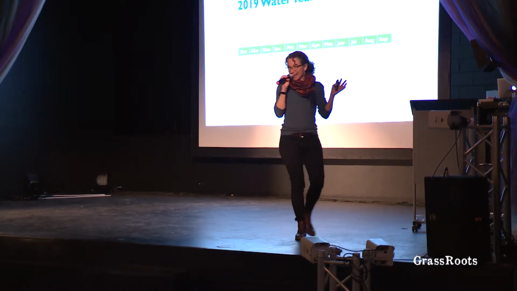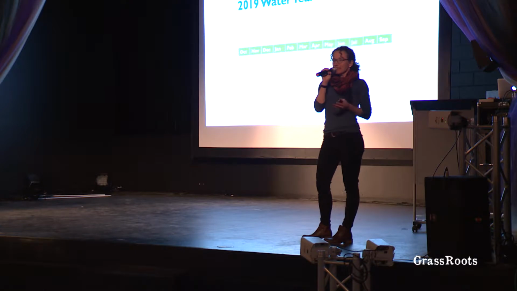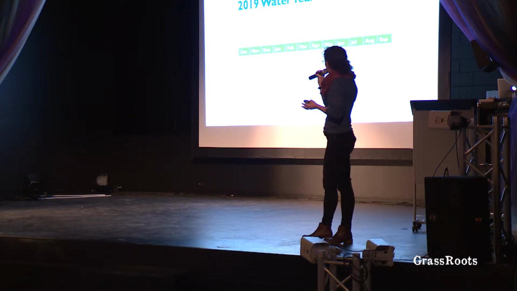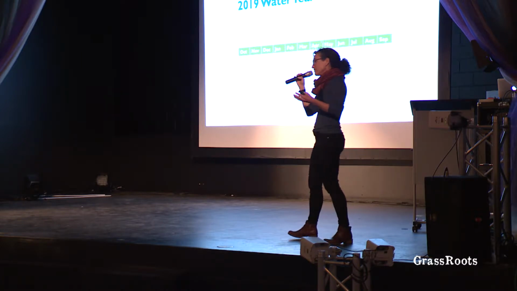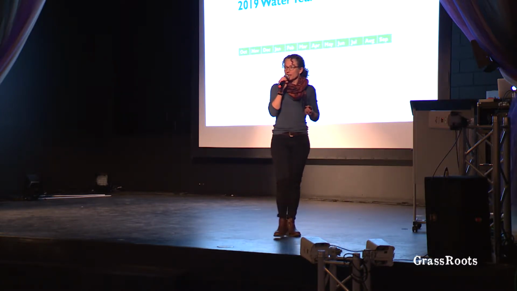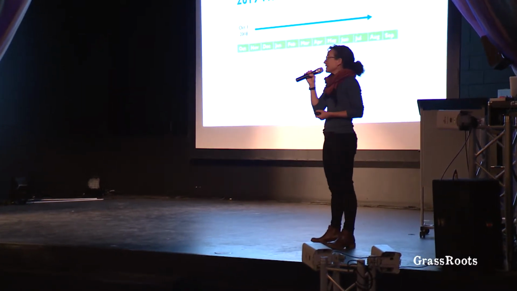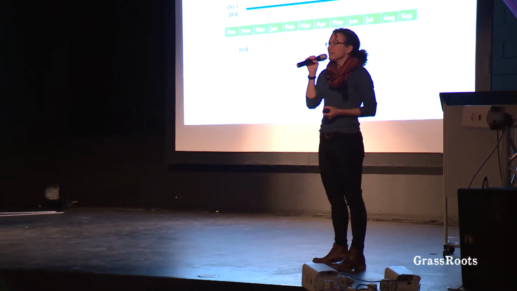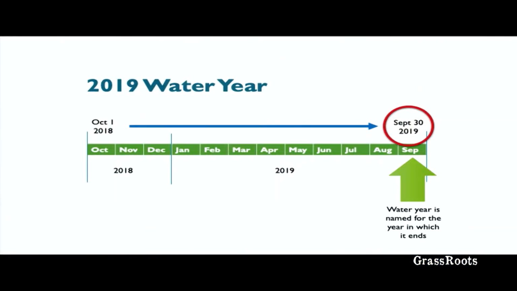But before I start on any of that, I just want to lay out a few basics in the field of water, especially in Colorado, and how we talk about water. We have a different calendar year in the water world, and when we talk about water, we talk about the water year. Our water year starts in October, and it ends on September 30th. So our 2019 water year actually began last October.